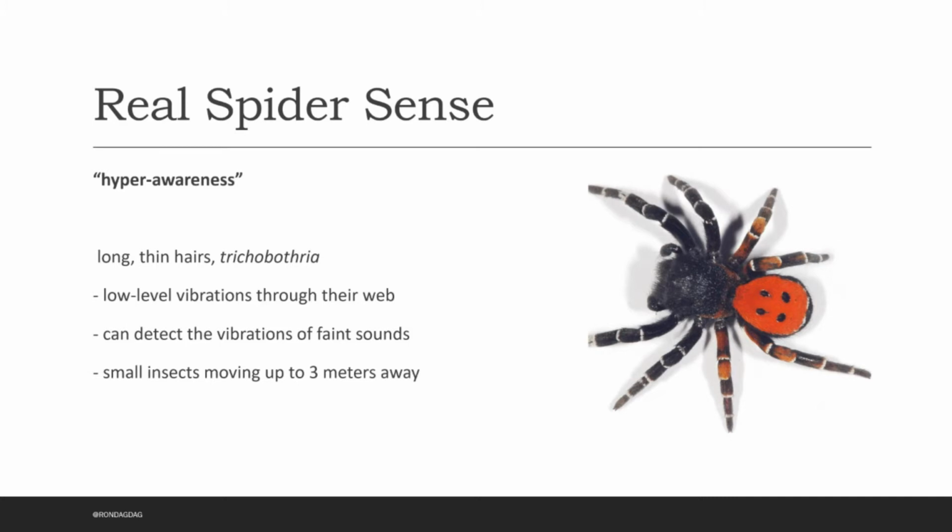real spiders have this hyper awareness, where, notice these long thin hairs, they call trichobothria. What it does is it helps detect lower level vibrations through their web and even detect sounds, because that's how sensitive it is. And even insects, up to 3 meters away. So it's an amazing creature, having that Spidey sense.